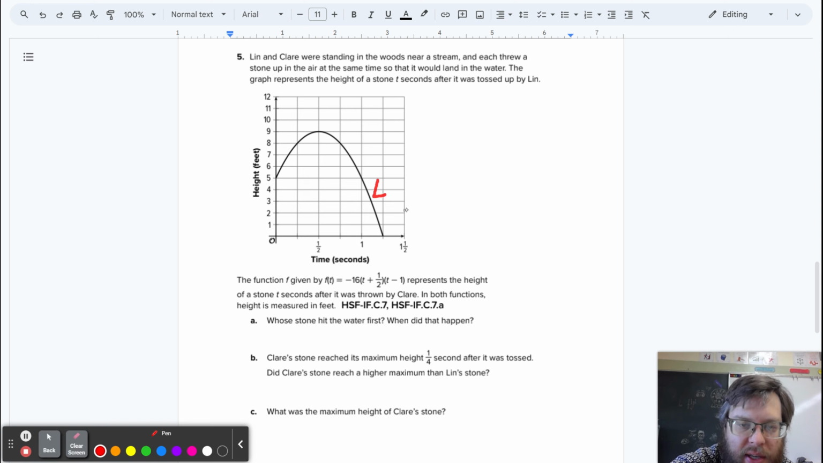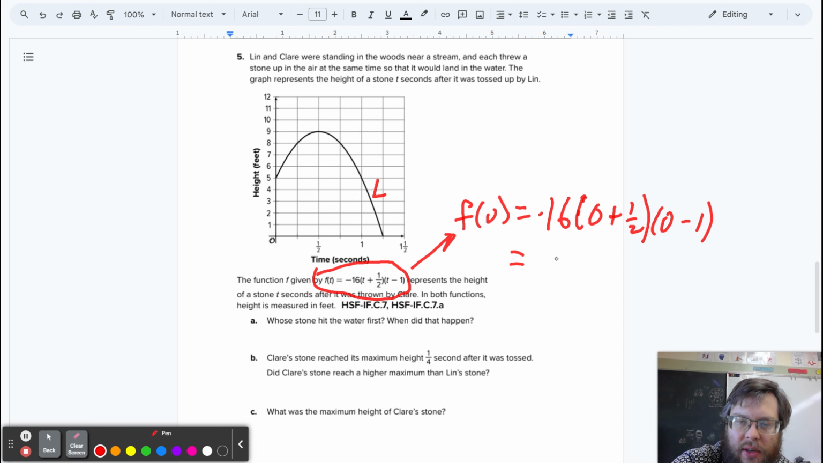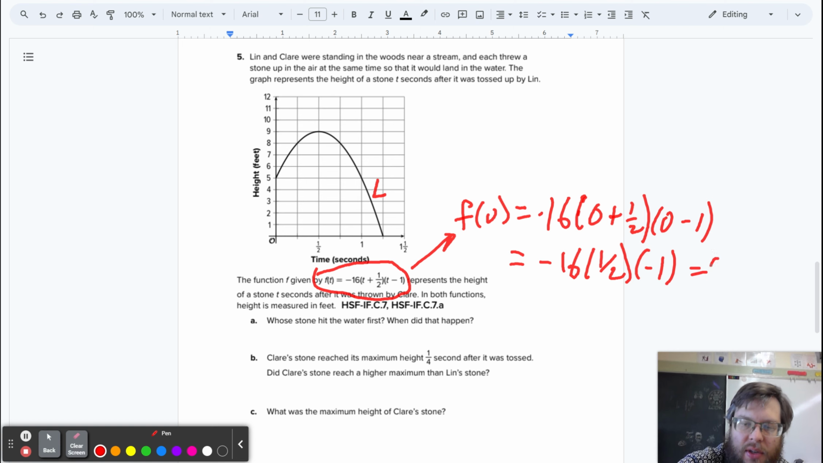Okay, so this is Lynn. And then let's do Claire's. All right, so Claire says this. Why don't we plug in 0 just to get an idea for what's going on at the beginning? So negative 16 times 0 plus a half, 0 minus 1. If you type all that into your calculator, you're just going to get, let's see, half of 16 is 8, and then make it positive 8.